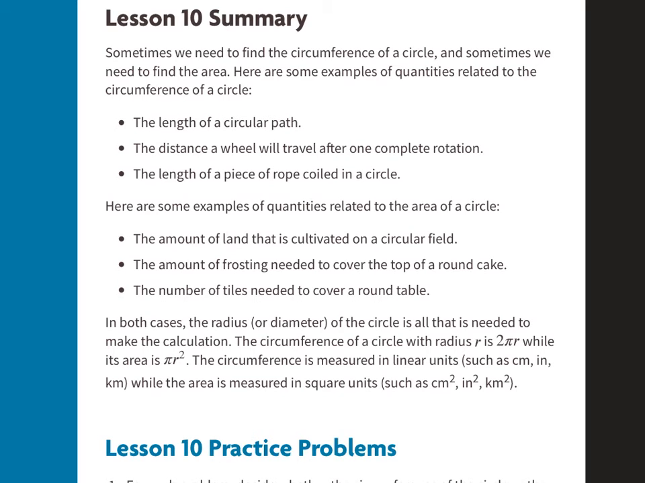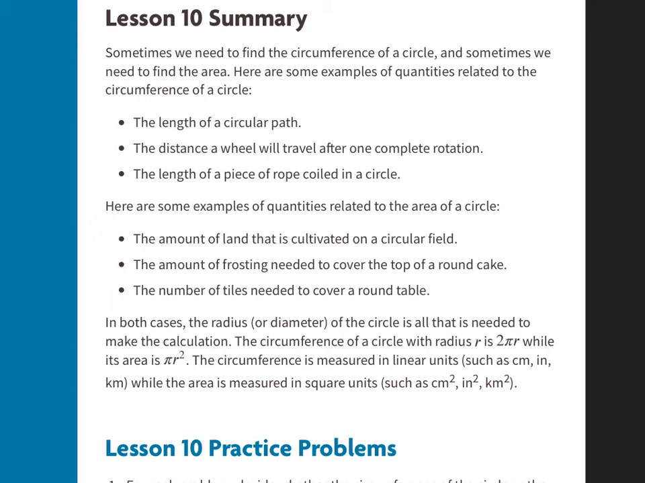Circumference of a circle with a radius r is 2 times pi times r, while the area is pi times radius squared. The circumference is measured in linear units, such as centimeters, kilometers, or inches, while area is measured in square units, such as centimeters squared, inches squared, or kilometers squared.